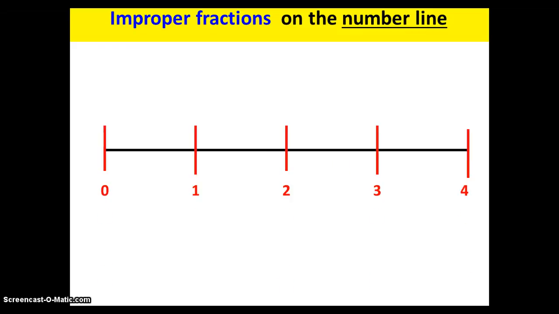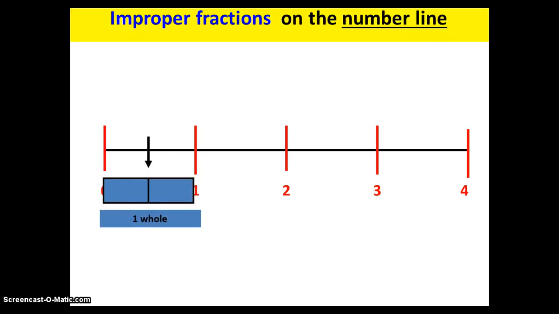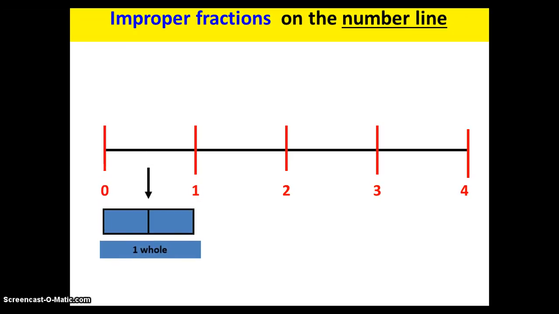Okay, let's look at this number line. This number line has 0 to 4 on the line. As I mentioned just now, from 0 to 1 is actually one whole. For this one whole, I have divided it into 2 equal parts, so each line will represent half. So we have 1/2 here. 2 halves, which is one whole.